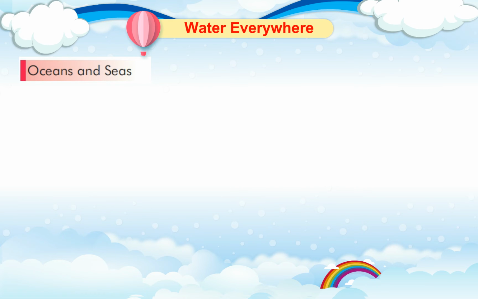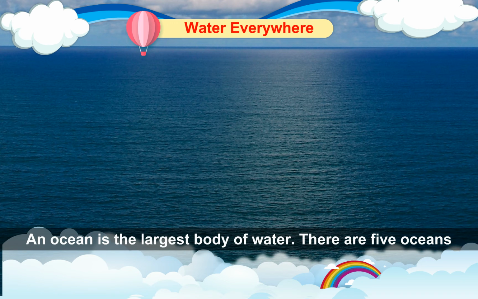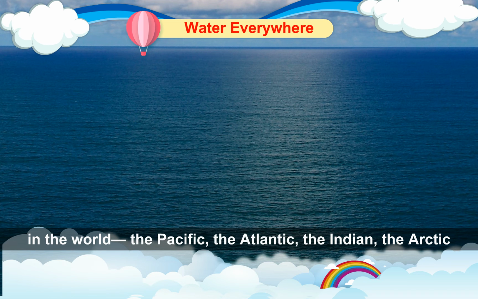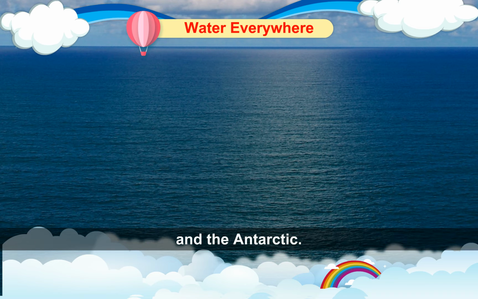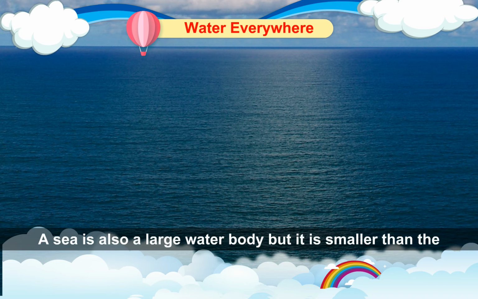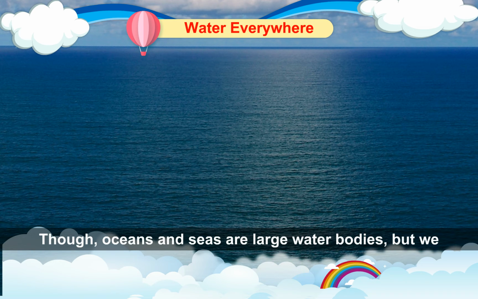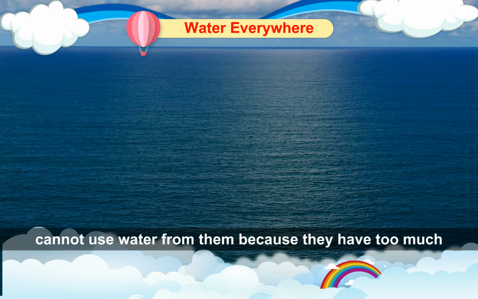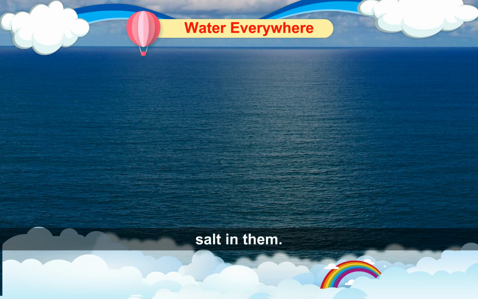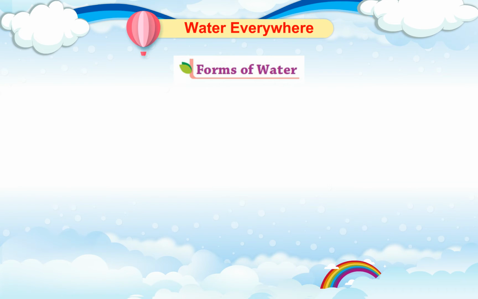Oceans and seas. An ocean is the largest body of water. There are 5 oceans in the world: the Pacific, the Atlantic, the Indian, the Arctic, and the Antarctic. A sea is also a large water body, but it is smaller than the ocean. There are many seas in the world. Though oceans and seas are large water bodies, we cannot use water from them because they have too much salt in them.